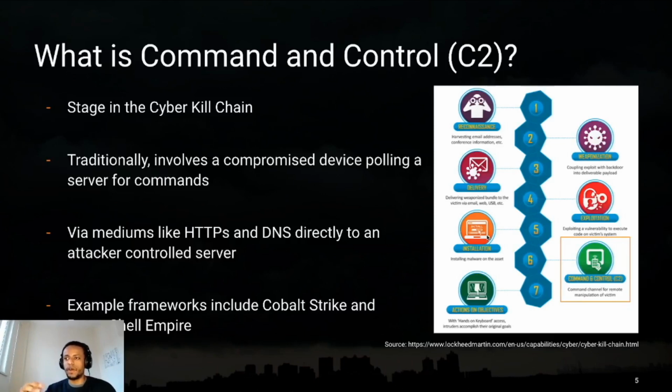Traditionally, it involves a compromised device polling a server for commands, executing those commands, and returning the results back to an attacker-controlled server. Traditionally, it's used mediums like HTTPS and DNS directly to the attacker-controlled server. And popular frameworks that perform this task include Cobalt Strike and PowerShell Empire. So if you're not too familiar with command and control, but you are familiar with these 2 tools, that's the stage in the cyber kill chain they would operate in.